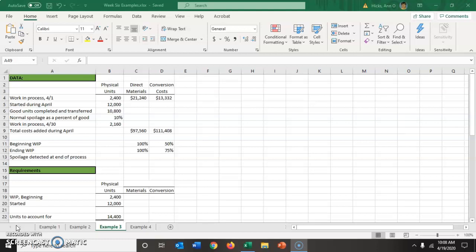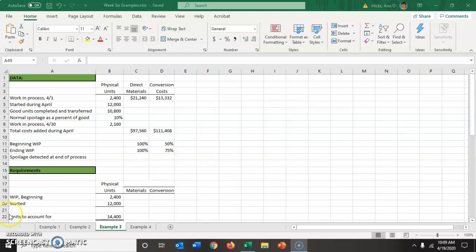On the other hand, abnormal spoilage is spoilage that exceeds that acceptable level. And typically abnormal spoilage is highlighted as a separate line item because from a management perspective, you want to be able to minimize that. And if it's rolled up into cost of goods sold, you lose sight of what is happening over and above what is anticipated.